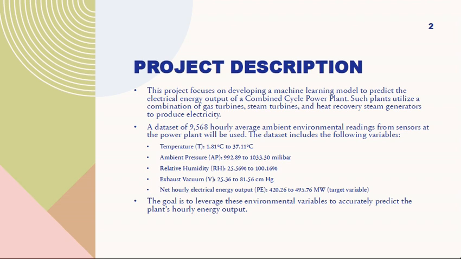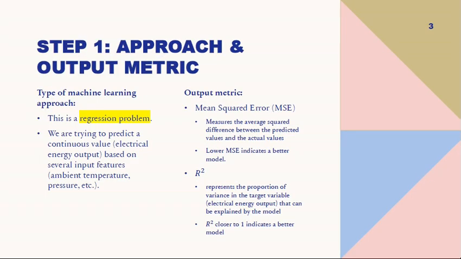It includes approximately 9,500 hourly average ambient environmental readings from sensors at the power plant. We have four variables: temperature, ambient pressure, relative humidity, and exhaust vacuum. The goal is to use these environmental variables to predict the plant's hourly energy output. This is a mere regression problem because we'll be using historical data to develop the model.